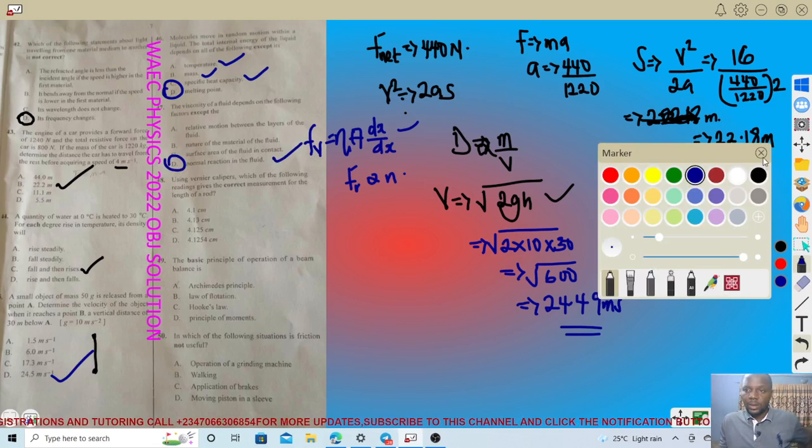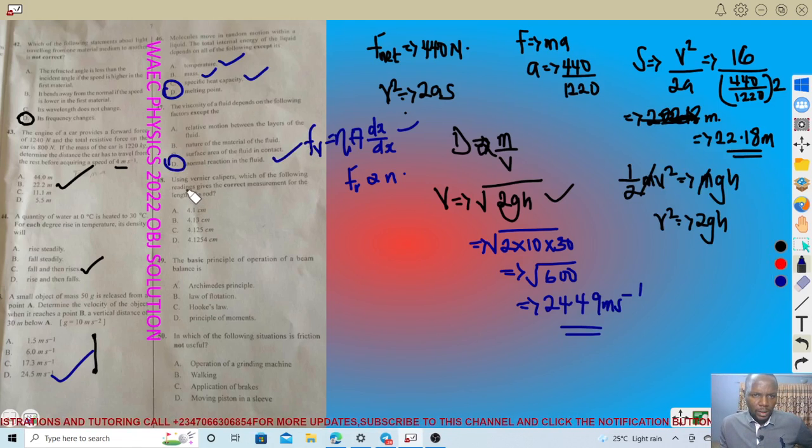Next one, using the vernier calipers, which of the following readings gives the correct measurement for the length of the rod? I think this is testing you on the number of decimal places a vernier caliper can estimate. Everybody knows a vernier caliper can estimate up to 2 decimal places. So just look for 2 dp in centimeter. I don't think we should have issues with that.